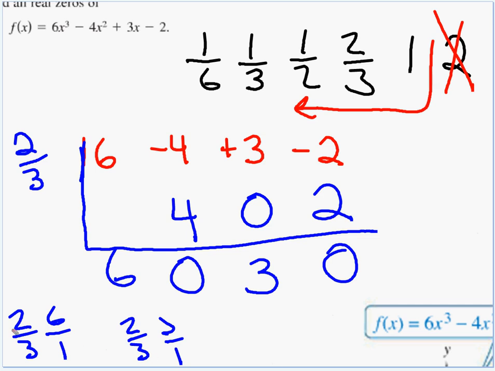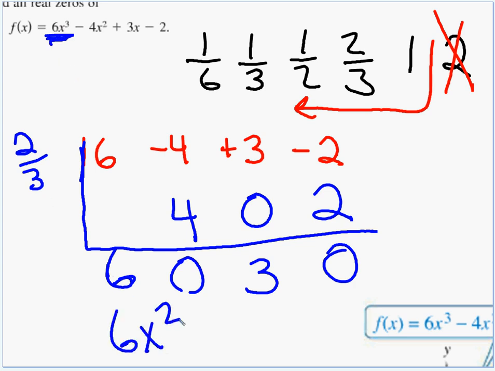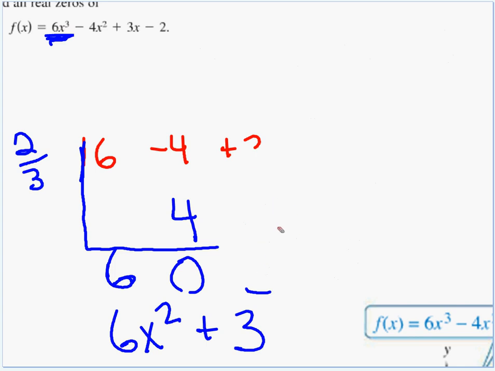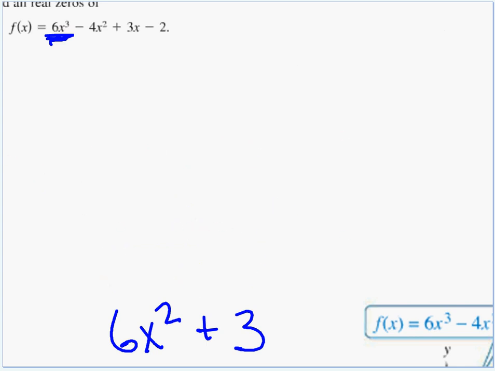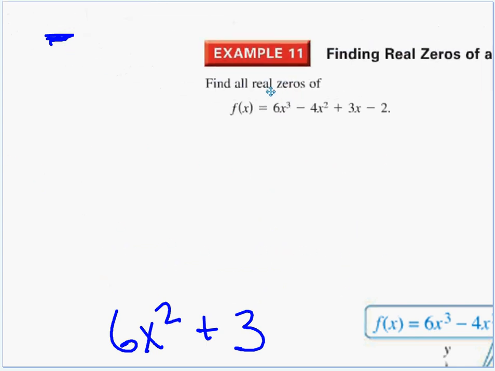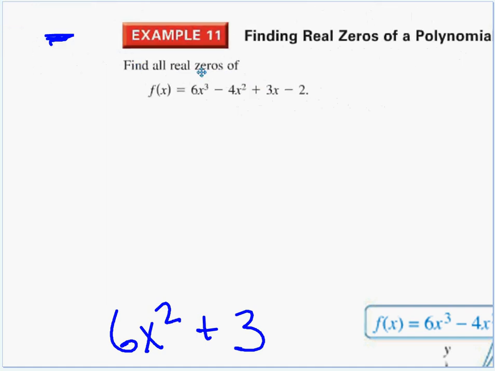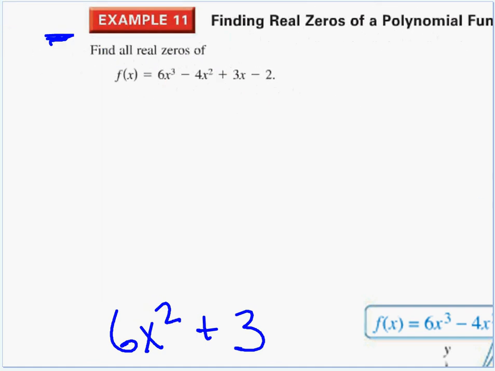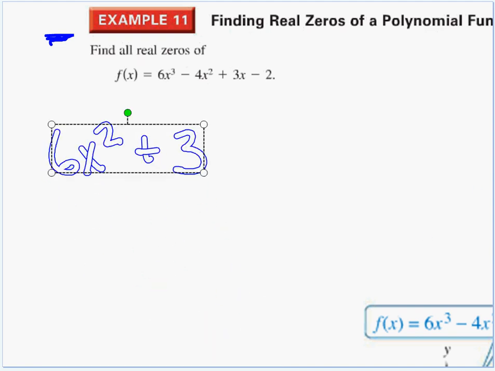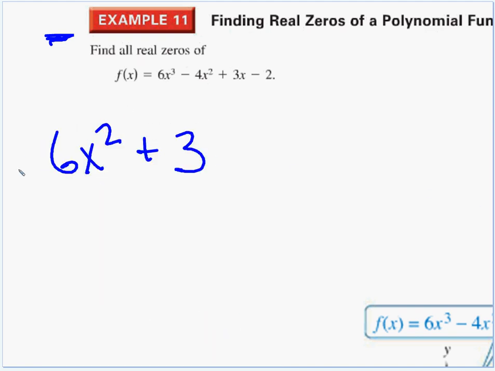All right, so let's see. That was a 6. We started with a cube, and we factored out a factor, so this is 6x squared plus 0x plus 3. Now it does say find all the real zeros. I think we've found all the real zeros. Let's just check this real quick.